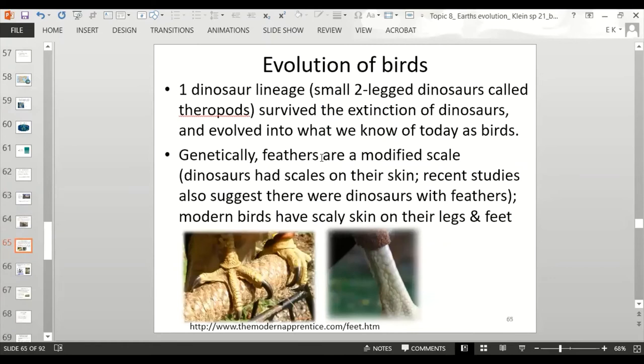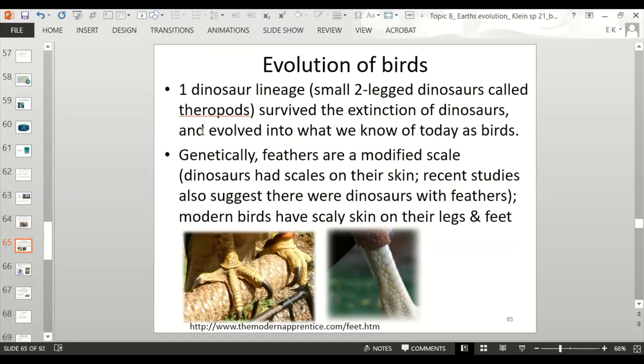So the evolution of birds. One dinosaur lineage, which was a small two-legged dinosaur called theropods, survived the extinction of dinosaurs, actually. So when you say that dinosaurs went extinct, you did actually have one lineage of dinosaurs that did survive that extinction. We call those theropods. And again, they were small two-legged dinosaurs. They evolved into what we now call birds.